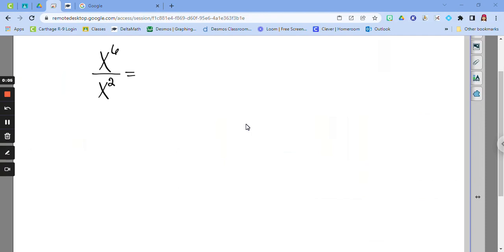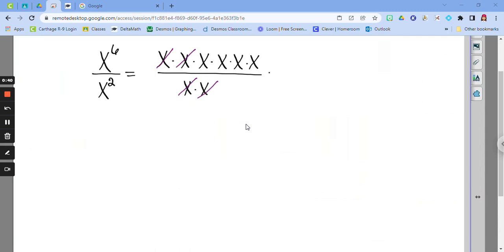x to the 6th over x squared. And just kind of look along. You're going to get notes here in a minute, but I want us to just kind of get a concept of what we're looking at here. So we have 6 x's in the numerator and 2 x's in the denominator. So we can cross them out one at a time, right, with division. I can take this one, and I can take this one. So how many x's am I left with?